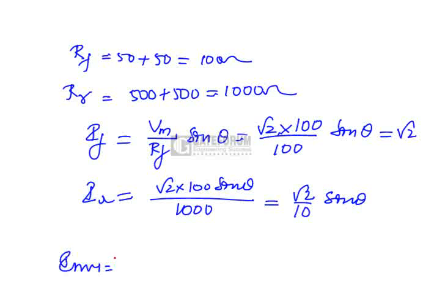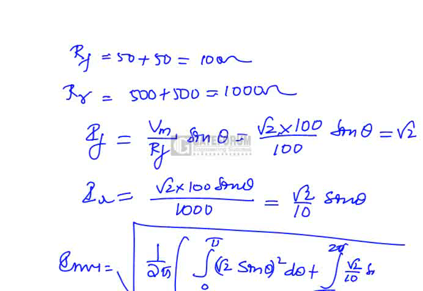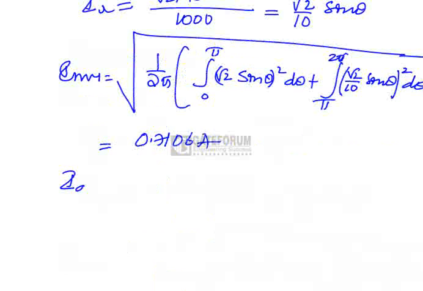Now what is IRMS? IRMS is 1 by 2 pi times the integral from 0 to pi of the current in the forward direction, root 2 sin theta, whole square d theta, plus from pi to 2 pi the current is in the reverse direction, so root 2 by 10 into sin theta, whole square, into d theta. You can find this value as 0.7106 amperes.